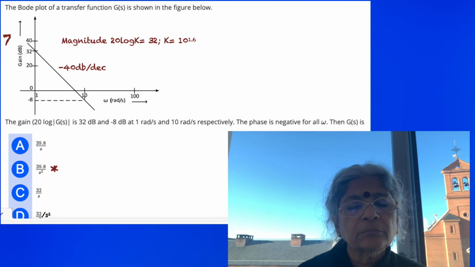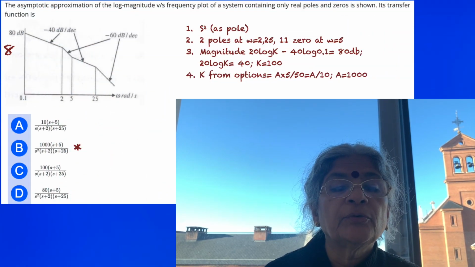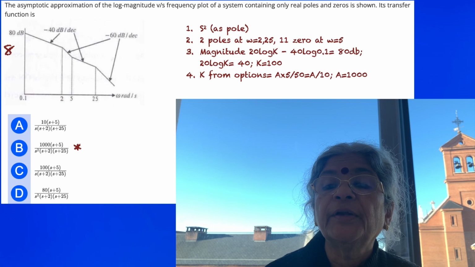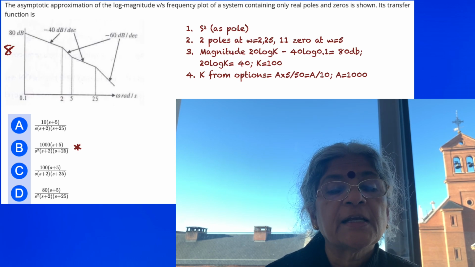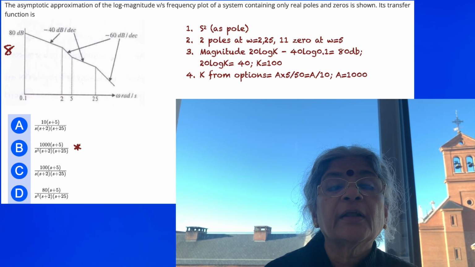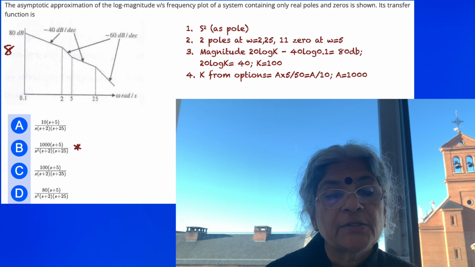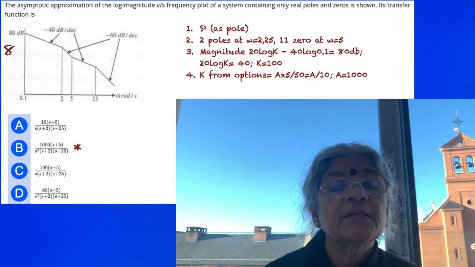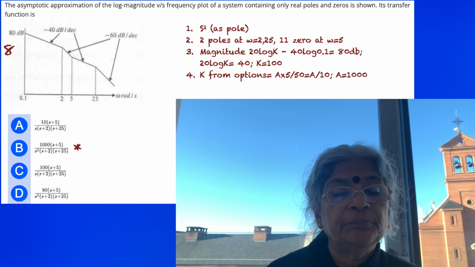Okay, let's move to the eighth problem. The asymptotic approximation of the log magnitude versus frequency plot of a system containing only real poles and zeros is shown. What is its transfer function? Now we see that in the initial portion at omega equal to 0.1, we have 80 dB, so that can be utilized. But what is the slope there? It's minus 40 dB per decade, so you have to have s square in the denominator. Option B and option C tell us that s square is there.